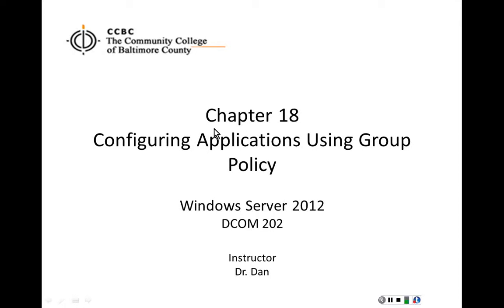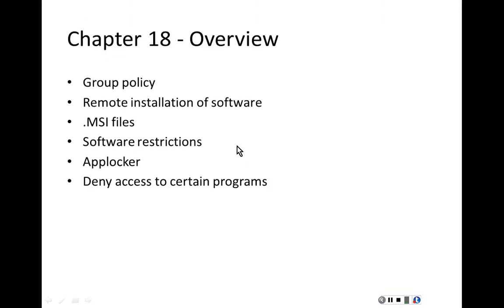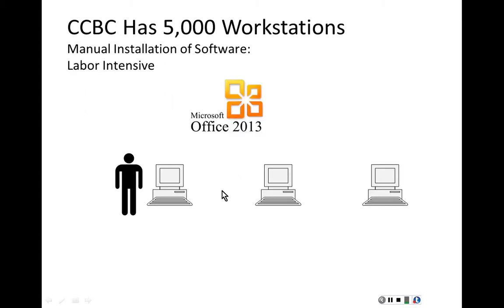We are now on Chapter 18, configuring applications using group policy. In this chapter, we will look at group policy and see how group policy can be used for the remote installation of software. We will look at .msi, Microsoft installer files. We will look at software restrictions and at AppLocker in order to deny access to certain programs.